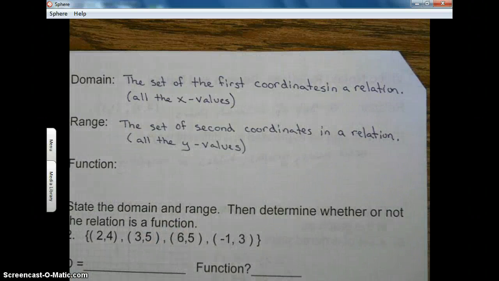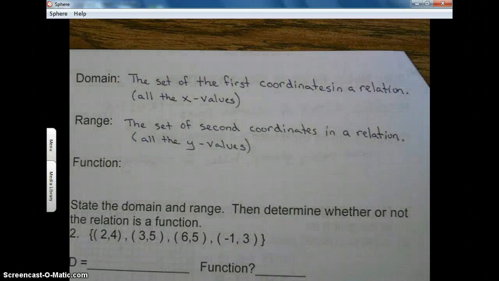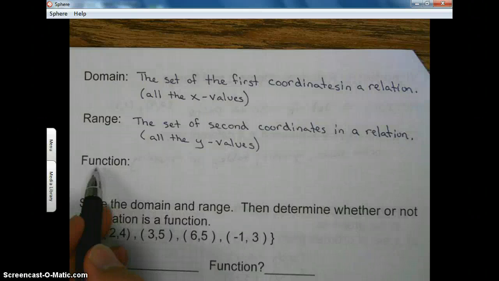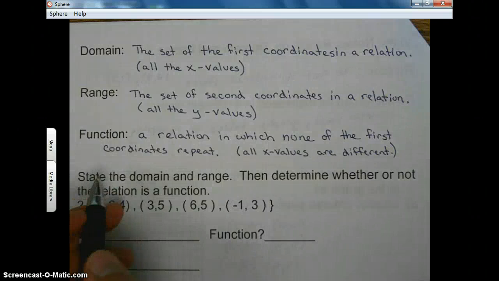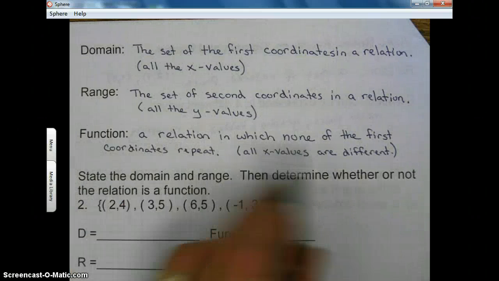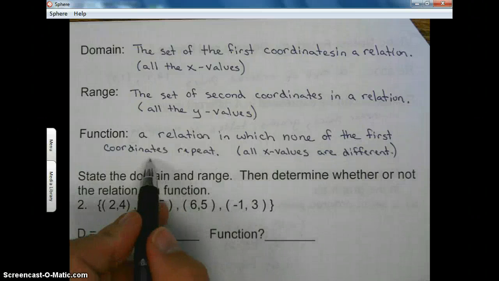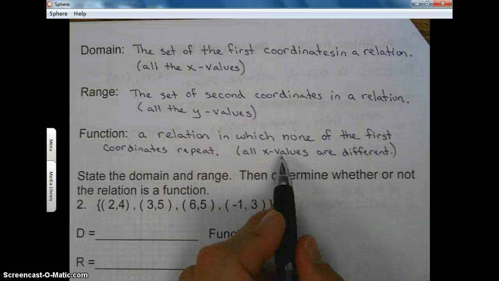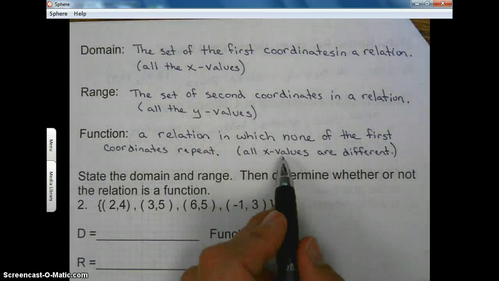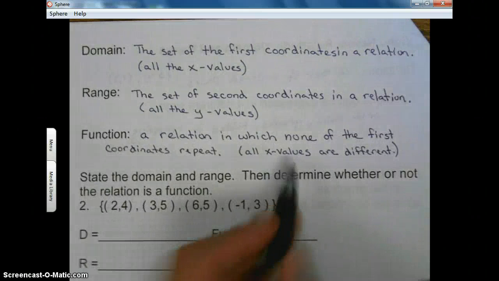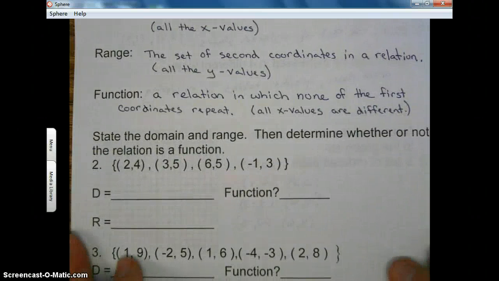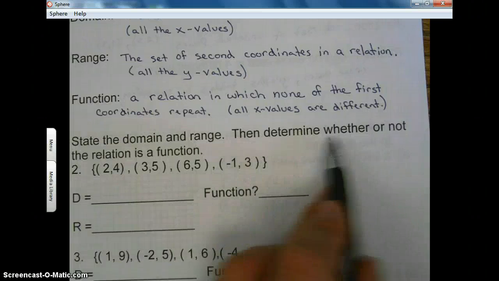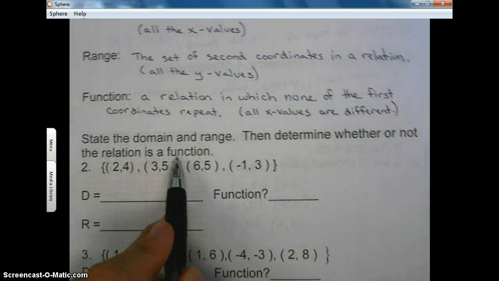So now that we've talked about relations, there's a special type of relation that we deal with, and it is called a function. A function is a relation in which none of the first coordinates repeat. In other words, all the x values are different. If the x values repeat, then it's just a relation and only a relation. If the x values do not repeat, we have a function. So take a look at number 2. It says state the domain and range, then determine whether or not the relation is a function.